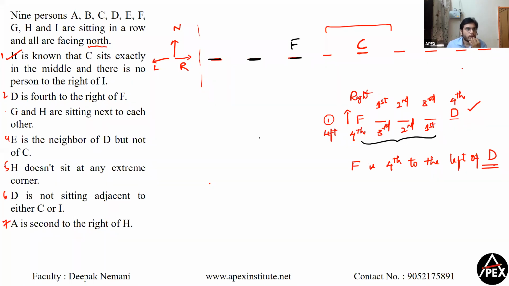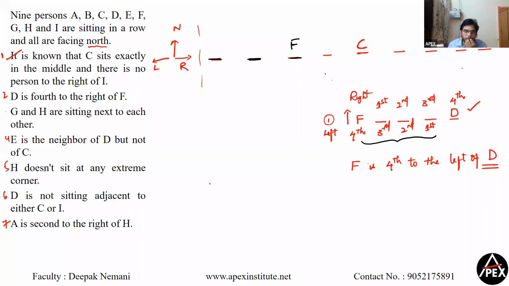Now who are we left with? Now which statement should I consider? Fourth statement: E is neighbor of D, but not of C. So E can sit adjacent to D, to his left or to his right. But it is also given that E is not a neighbor of C, so this is not possible. You cannot have E sitting here. Now we have the position of E also.